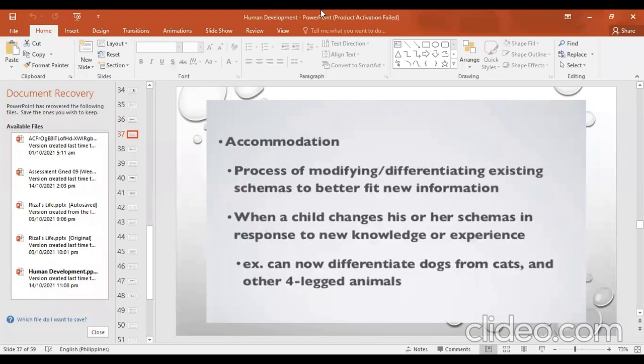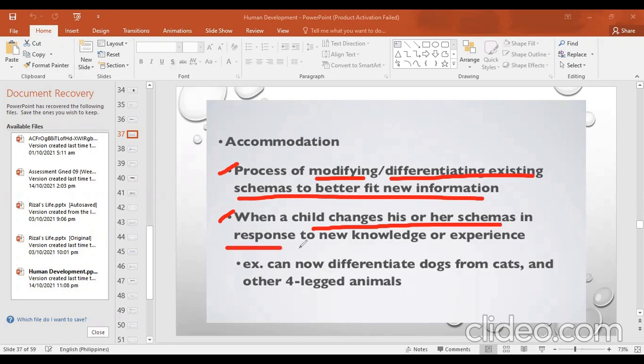Next we have accommodation. It is a process of modifying and differentiating existing schemas to better fit new information, when a child changes his or her schemas in response to new knowledge or experience. Earlier in schema, I mentioned the pattern we use to recognize an object. In assimilation, we add another similar object so the child can visualize what it really is. In accommodation, for example, the child sees a goat.